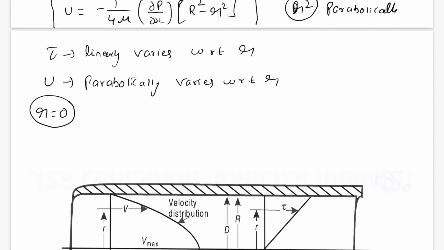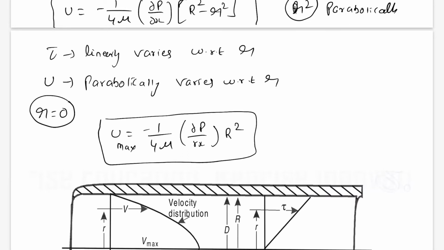Now we will apply this in the equation that we got there. U is equal to minus 1 by 4 mu into dou p by dou x into capital R square. This is the maximum value of velocity, this is U max.